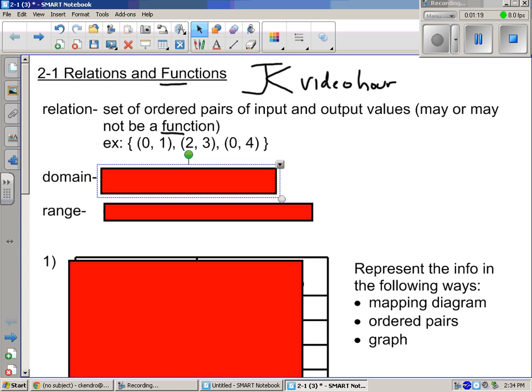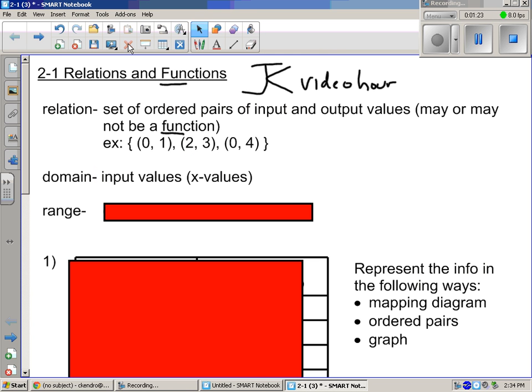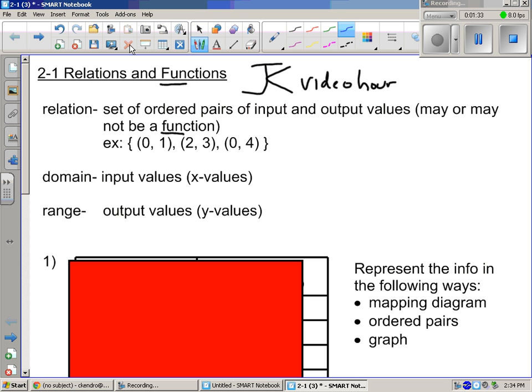The other definitions I have for you, domain and range, you probably remember these from Algebra 1. The domain represents the input values, or those would be our x values. And then our range values would be our y values or our output values. If you ever get confused, just remember the alphabet. X comes before y in the alphabet, and then D also comes before R. So that'll do it for our definitions.